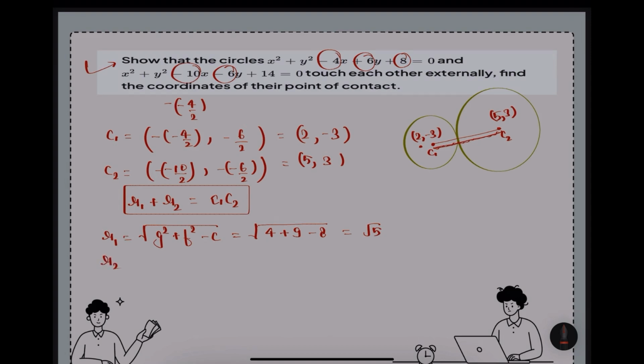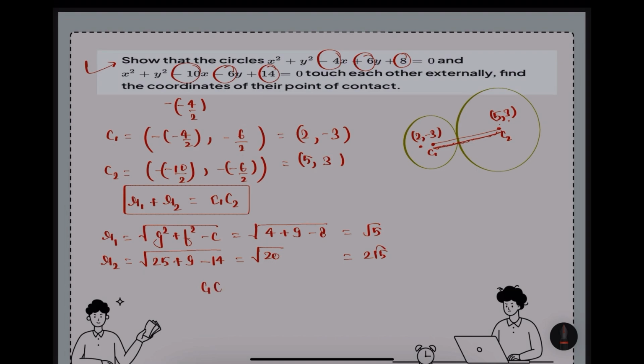Now go with radius 2. Again g square. For circle 2, who is g? Minus of 5. Minus 5 square is 25. Who is f? F is minus 3. Minus 3 square is 9, minus c. It is 14. Okay, so it is root 20. So can I write it as 2 root 5? So you got radius 1 and radius 2.